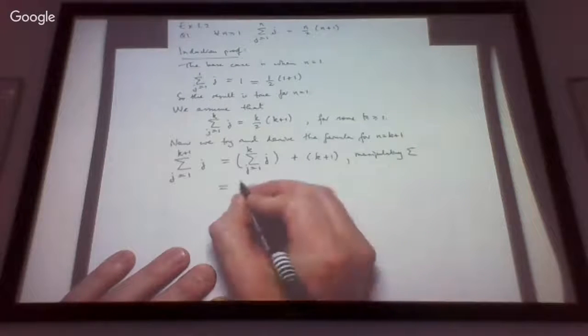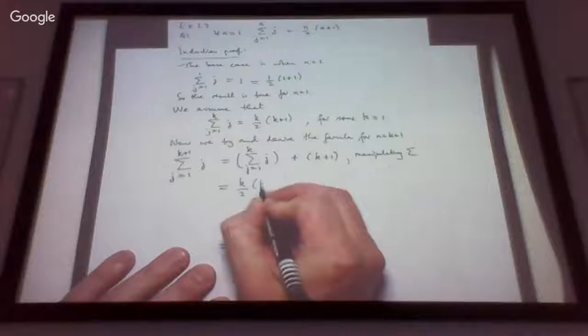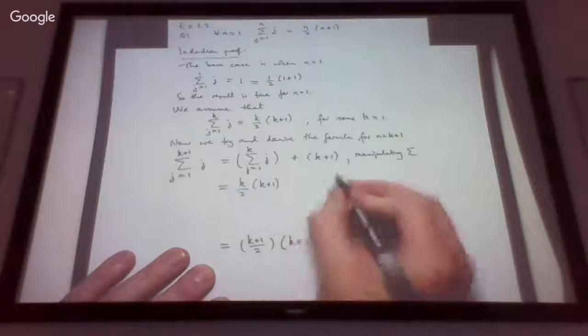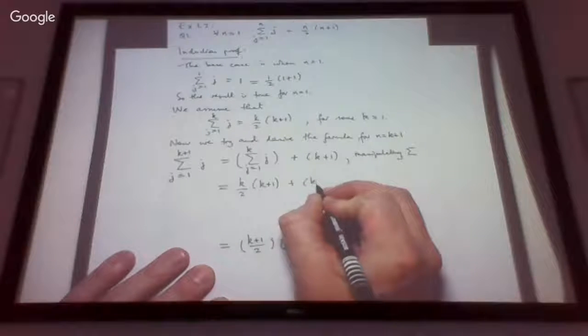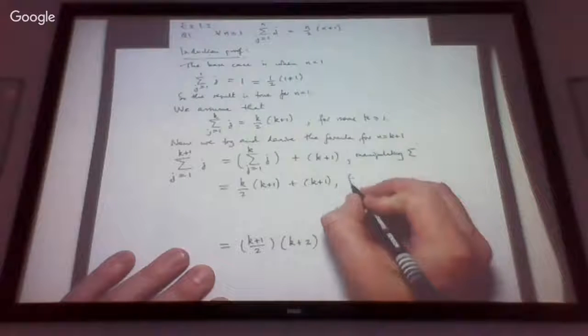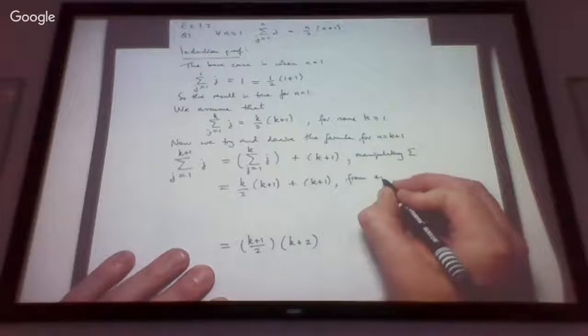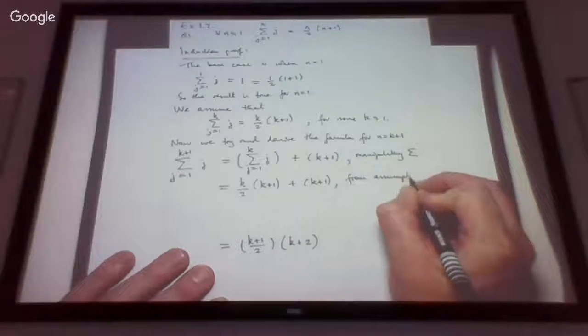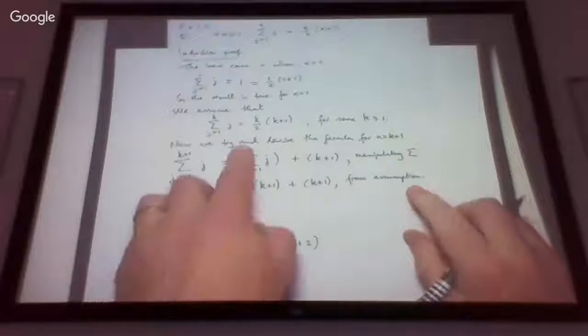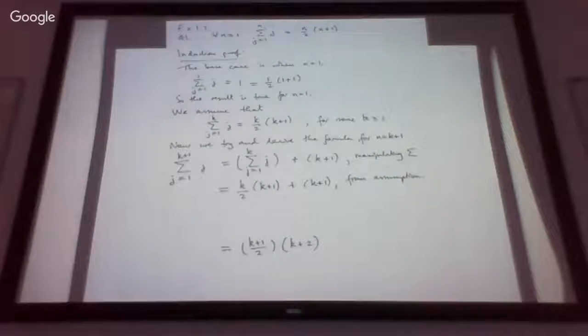So this I can replace by k over 2 times k plus 1. And I've still got this k plus 1. So the crucial justification there is this is from the assumption. Which assumption? Well, I just made one assumption a few sentences earlier, so it's clear.